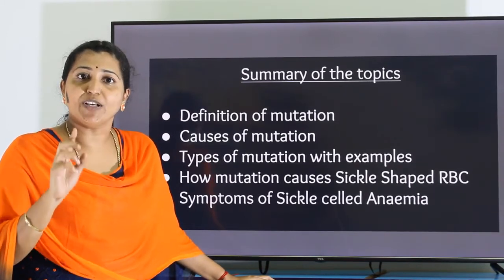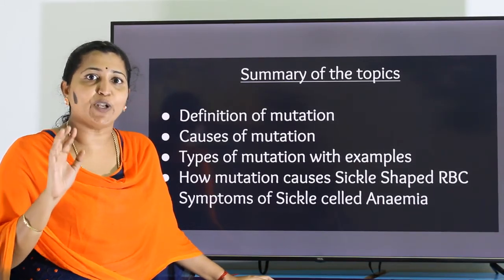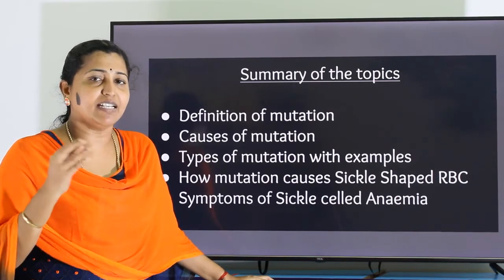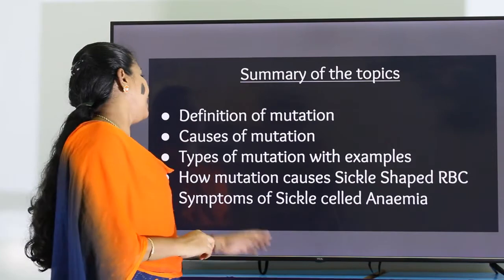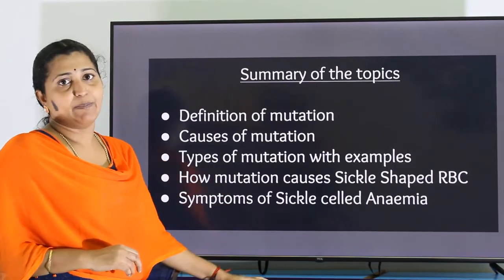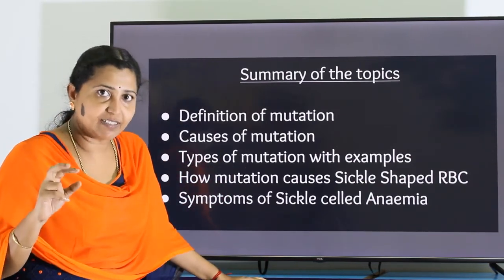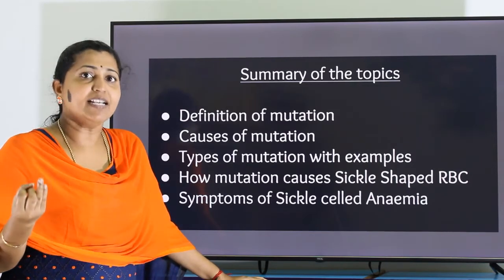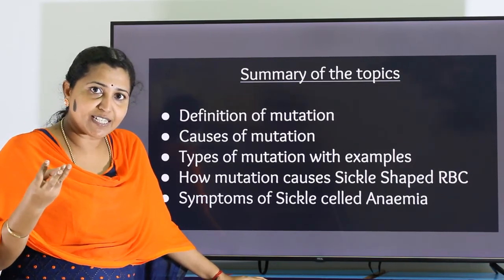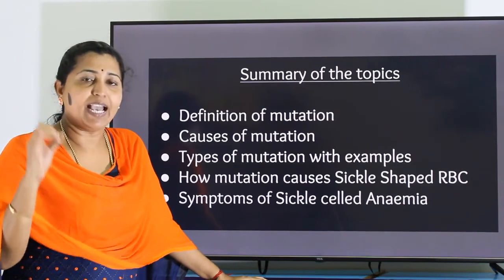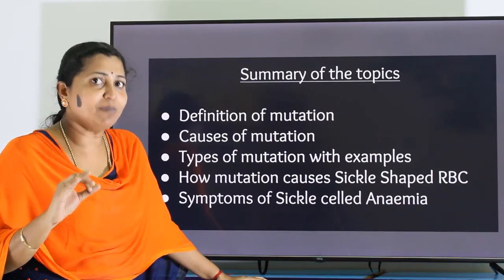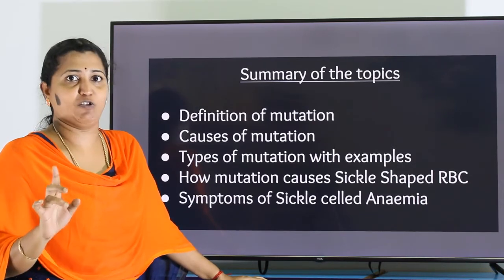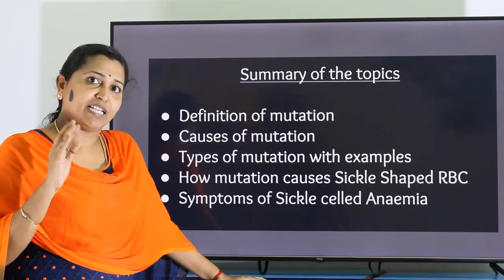Why is tar a mutagen? Because it induces mutation in the organs. Then the types of mutation with example: there are two types of mutation we have learned. One is the chromosomal mutation and the second one is the gene mutation. The example for chromosomal mutation is Down syndrome, and instead of 46 chromosomes, those with Down syndrome will have 47 chromosomes.